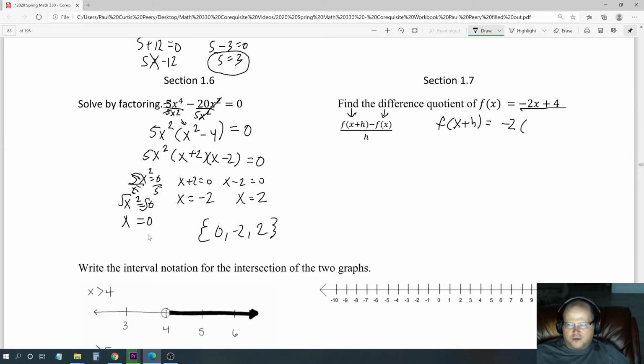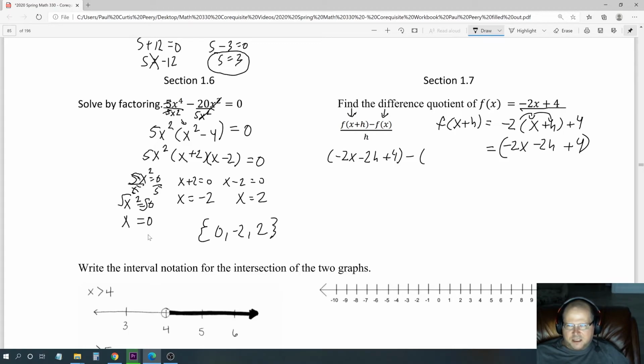It just means wherever you see an x there, we're going to put x plus h, and then we're going to simplify it. So we distribute the negative 2. Negative 2 times x is negative 2x. Negative 2 times h is negative 2h, and then we have the 4. It does not look like anything else here will simplify. So we're going to plug it in. Where we see f of x plus h, we plug in what we have right here, which is parenthesis negative 2x minus 2h plus 4. And then minus f of x.